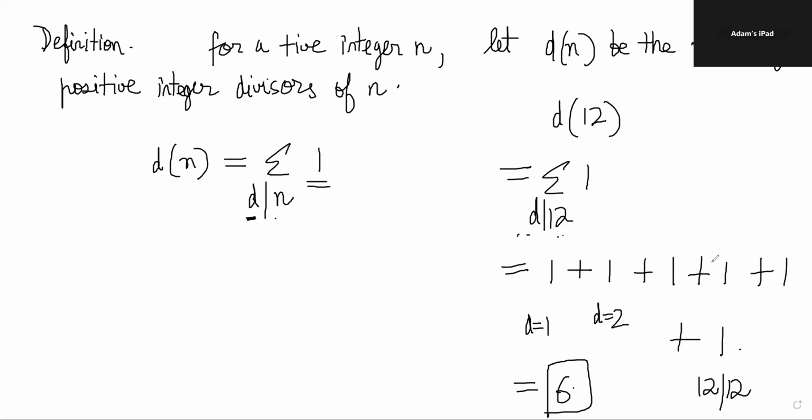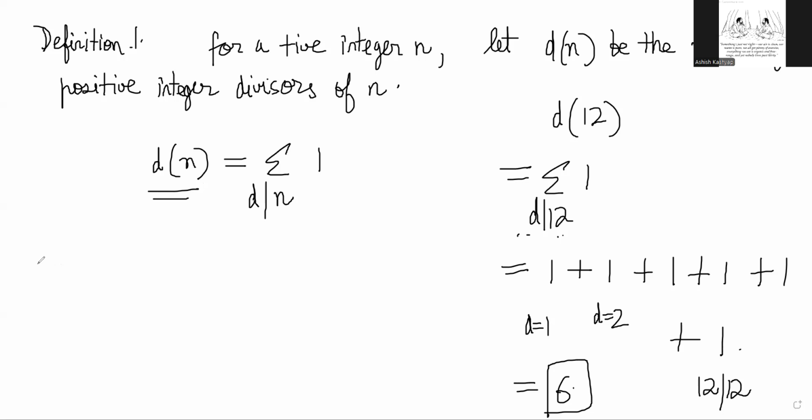So we have come up with a way to write this d of n. You don't have to say it in words all the time. d of n is the number of positive integer divisors of n, but the way to write it is summation of 1. And when does the summation happen? Whenever d divides n. This sum runs over all the divisors d of n. Correct? So that is the first definition. This is the first arithmetic function that we have.